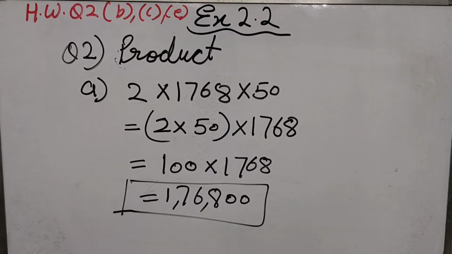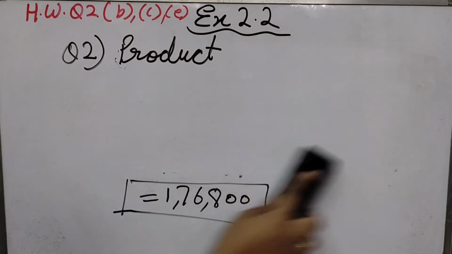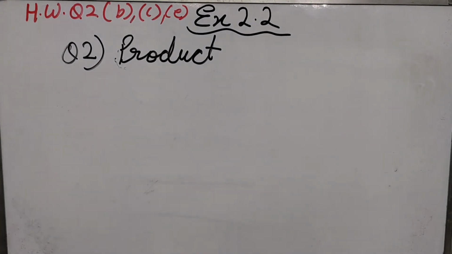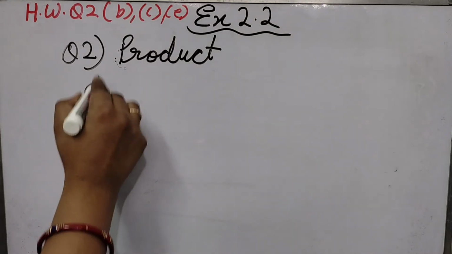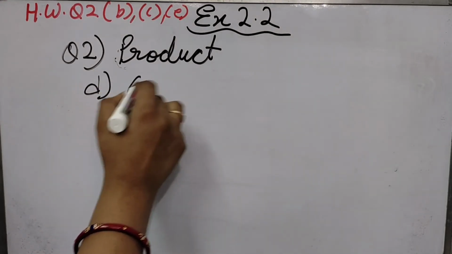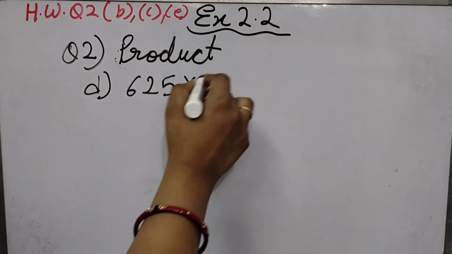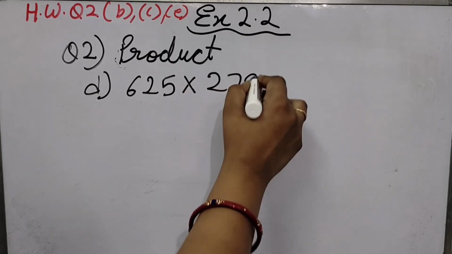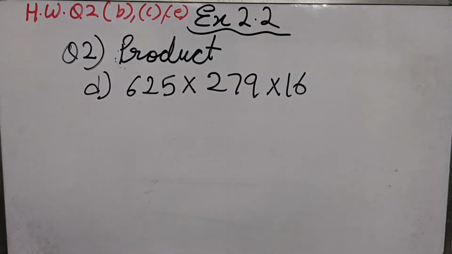Part B and C will be your homework. You will try them yourself. And taking part D. It is 625 multiplied with 279 multiplied with 16.